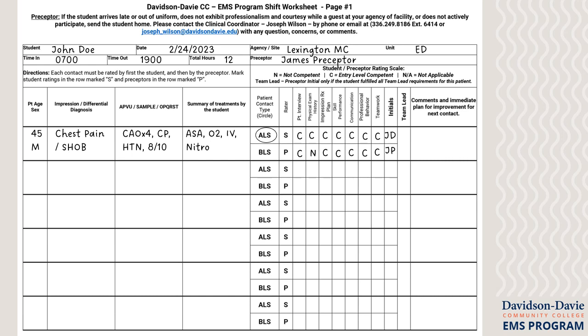The column labeled Team Lead is not used in the clinical experience setting, only during capstone experience. The last column is for the preceptor to comment on anything you should improve on for your next patient encounter. There are 6 rows per sheet. If you have more than 6 patients, you will need to use additional front pages to accommodate the number of patients that you have.